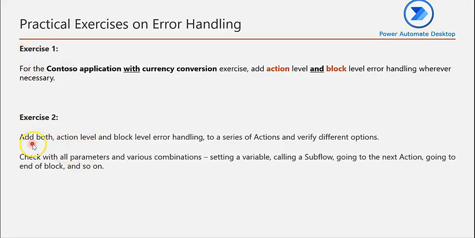Second is, again, add both action level and block level error handling to a series of actions and verify different options, which means there were different types of options, right? Setting a variable, calling a subflow, going to the next action, going to the end of block, repeating an action. Add different parameters and research and analyze how it behaves, how the sequence behaves, where it jumps. Because error handling is a very integral part of our flow building, you need to know how the behavior of the flow is using these parameters and options. Clear with both the exercises?